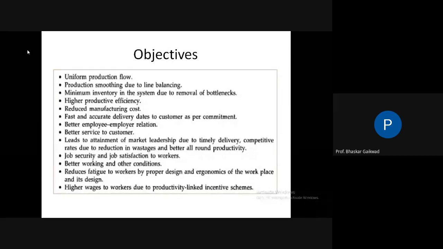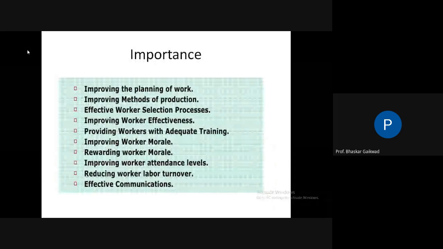Now we'll move to the next part. What is the importance of this work study? This work study plays an important role in improving the planning of the work. If planning is not there, definitely whatever goals we have set, there is less possibility of achieving them. So by the work study, the methods and work measurement, we can plan.